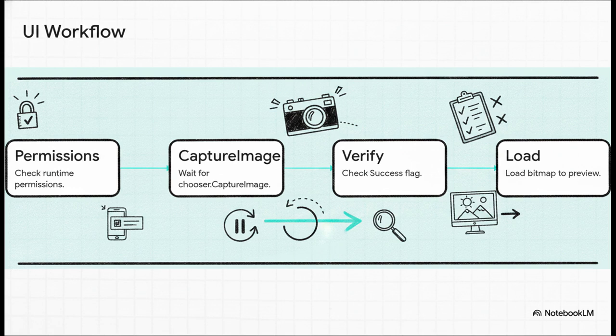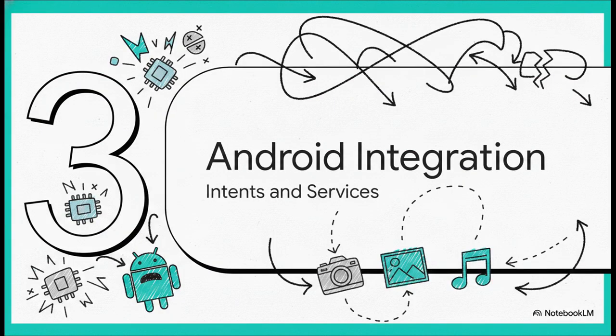Once it returns our MediaChooser result, we verify the success flag, and if it's true, we just load the bitmap right into our image preview. 4 simple steps. No callback spaghetti, no nested delegates. Just a seamless, synchronous-looking flow for an inherently asynchronous task. Which brings us to Section 3, Android intents and foreground services.